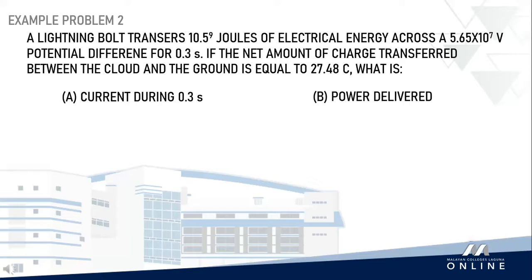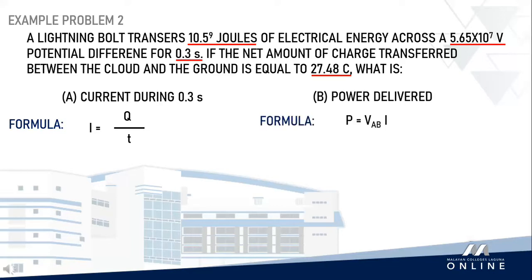Okay, let us analyze this problem now. The amount of electric energy, the voltage and the time interval, and the amount of charge are all given in this problem. Again, for letter A, we are asked to solve for the current, which we can compute using the formula I is equal to charge Q over time T. And for letter B, we are asked to compute for power, which we can use the formula V sub AB times the computed value of current, I.